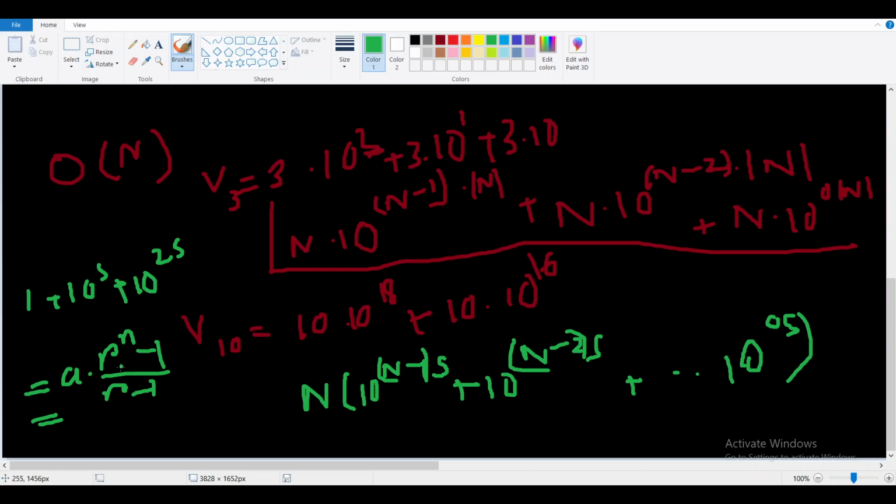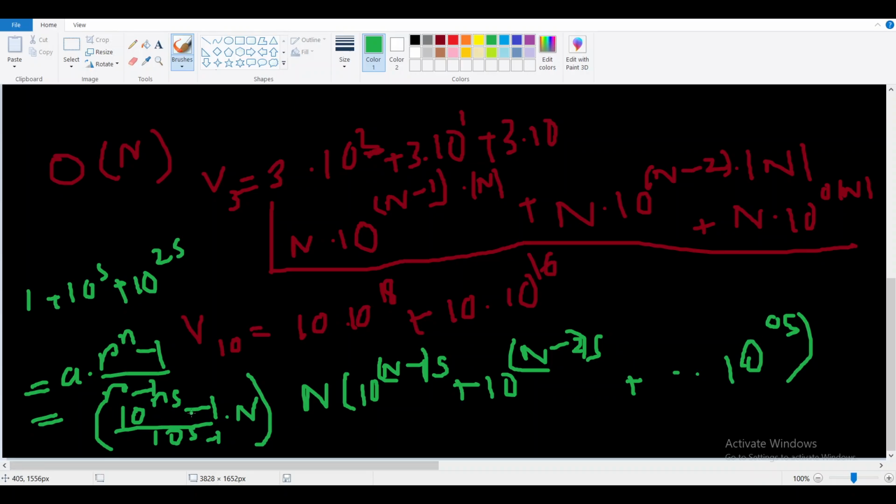So this is r to the power of n. R is nothing but 10 to the power s. So this is 10 to the power n s minus 1 divided by 10 to the power s minus 1, and after that we have to multiply this entire thing with n. So the overall formula is 10 to the power n s minus 1 by 10 to the power s minus 1 into n.